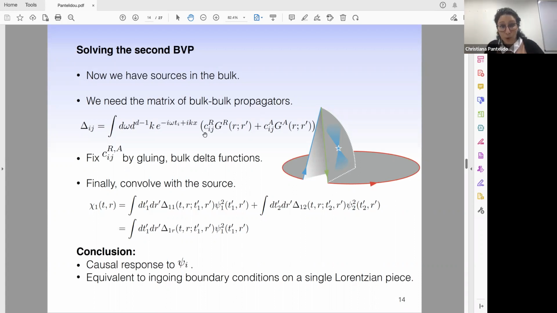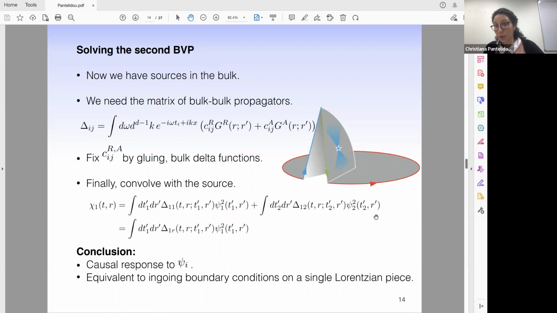We'll compute all these coefficients Ci and Cr. And then we put the delta function source in the bulk of the other section. We repeat the same, and then we convolve with the sources. So if we want to find the total field chi on segment 1, because of sources on both of these segments, what we have is here. We have delta 1,1 convolved with psi 1 square on segment 1, plus delta 1,2 convolved with psi 2 square on segment 2.